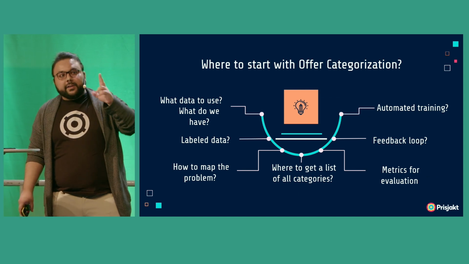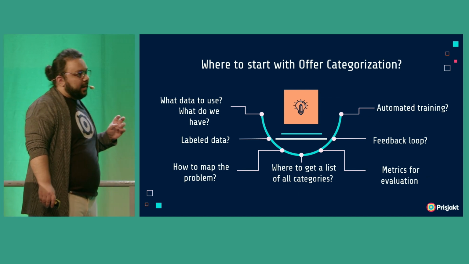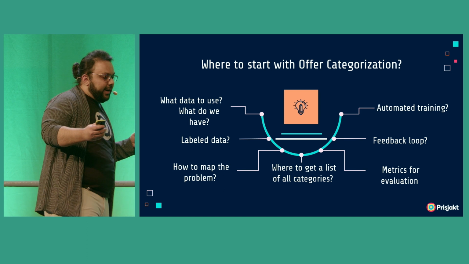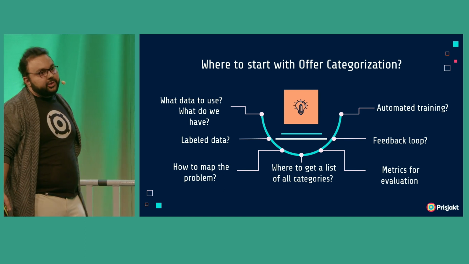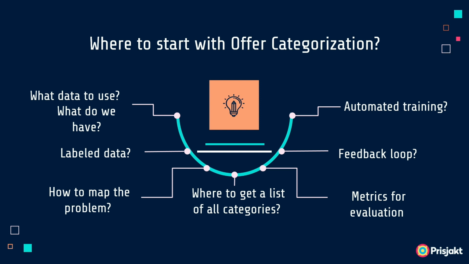But offer categorization, there are so many things when you actually start thinking about it. Yeah, it's just basic classification. Not as simple as that. When you think about offer categorization, a lot of things come to your mind. For example, where do you start? What data to use? There are a lot of things that the shops send us. Some shops send us good data, some shops send us bad data.